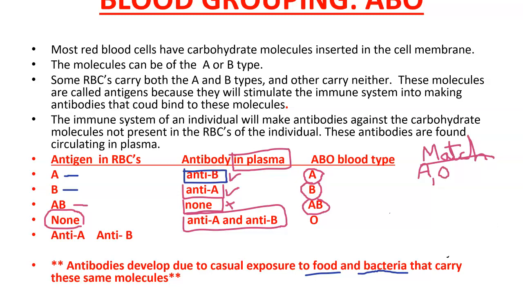Similarly, a patient with type B blood can be matched with someone with type B or someone with type O. A patient with type AB could be matched with someone with type A, someone with type B, someone with type AB, or someone with type O.